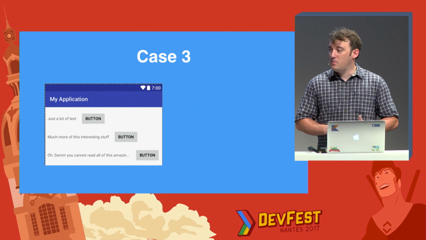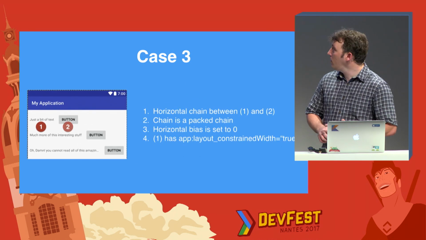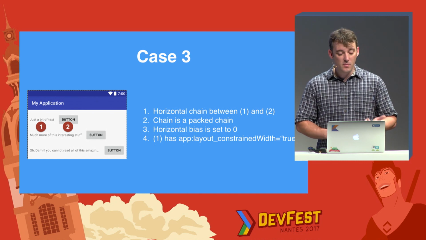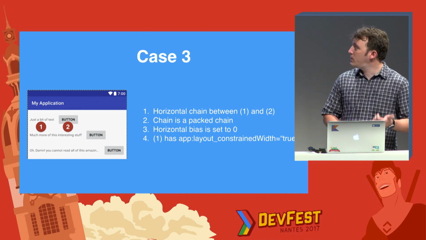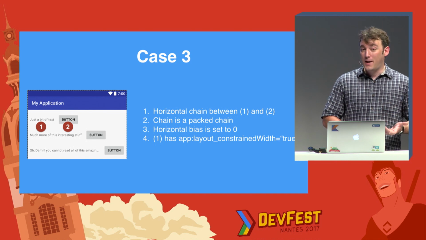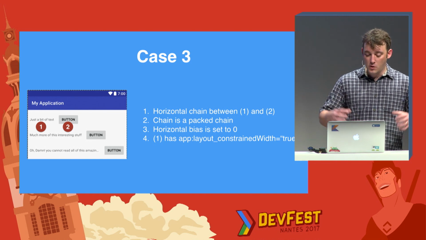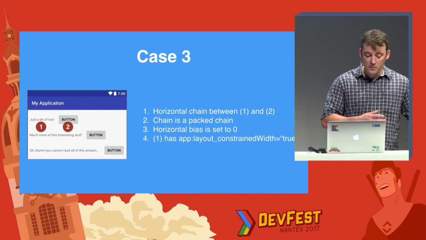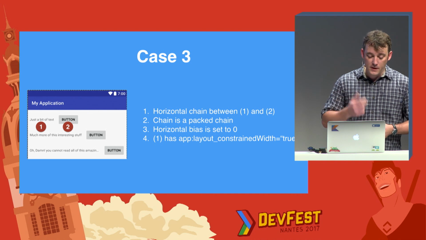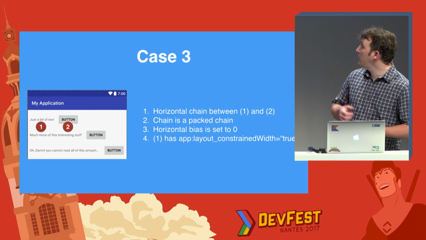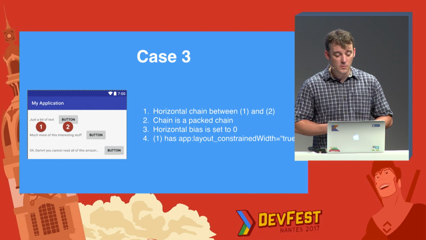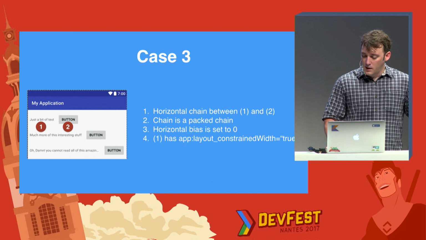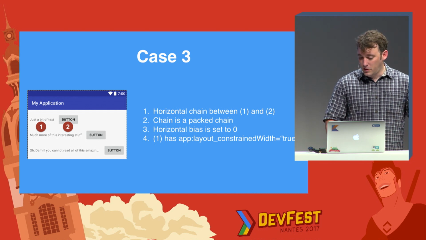It's a similar approach to the previous example, but here we create a horizontal chain between the widget number 1 and number 2. It's a packed chain, so they will act as a packed group. Set to 0 because we want things to be on the left by default here. And finally, on that first widget, we also say, make sure to respect the constraints. And then everything will just work correctly. So that's it on the little tips here.